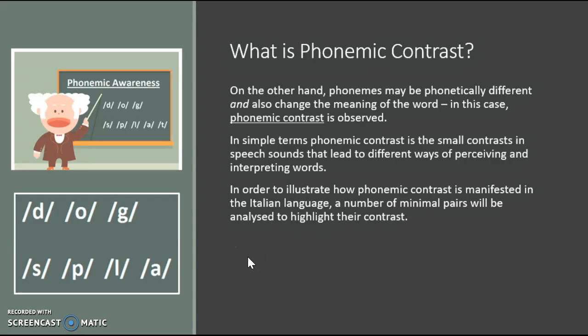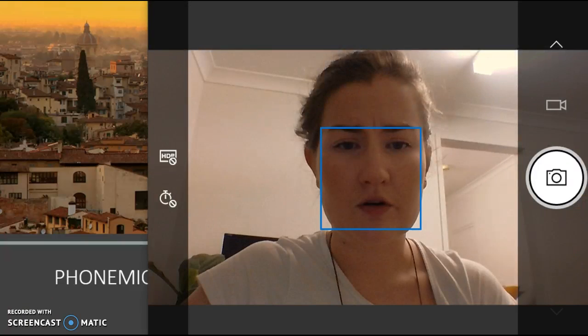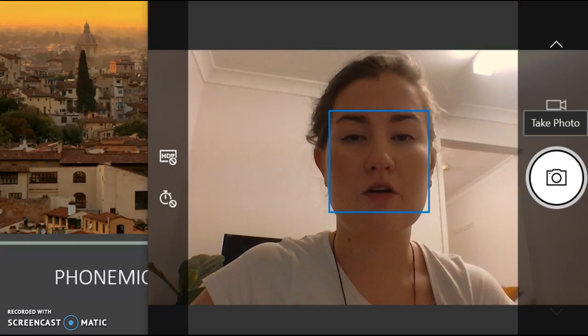In simple terms, phonemic contrast is a small contrast in speech sounds that lead to different ways of perceiving and interpreting words. In order to illustrate how phonemic contrast is manifested in the Italian language, I'm going to analyse a number of minimal pairs to highlight their contrast. And I'm going to be looking at two different contrasts, mainly in voiced and voiceless sounds and in contrasts in length.